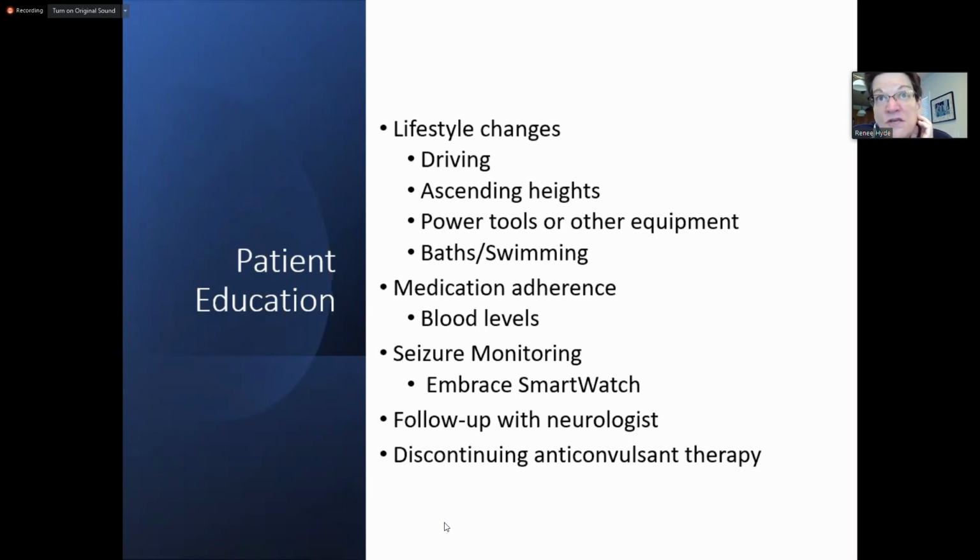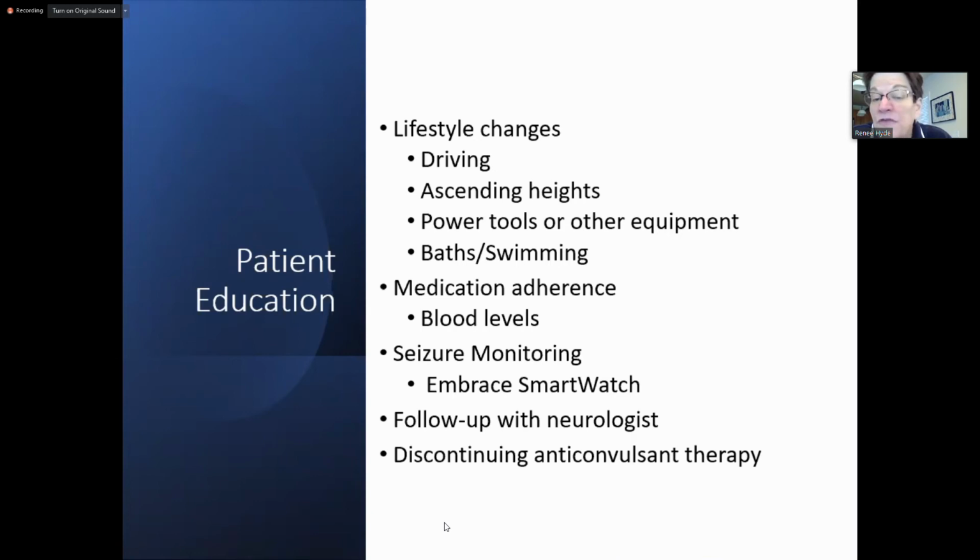We need to teach them about the importance of adhering to their medication regimen. And we need to talk to them about making sure that their blood levels are monitored. Typically, when we're starting those medications, those levels will need to be checked fairly often, or with any changes, they need to do a blood level.